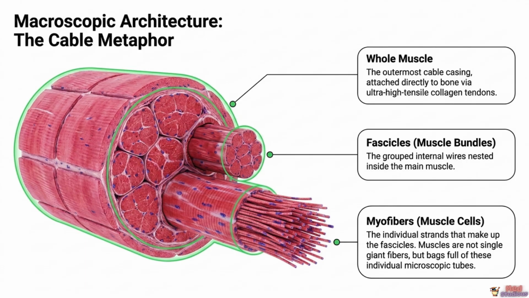But we can go deeper. If you open up a single fascicle, you will find it is stuffed with dozens of individual hair-like strands known as myofibers, which are the actual individual muscle cells. So, biologically speaking, your muscles are essentially nested bags, bags within bags, full of these individual microscopic force-generating tubes perfectly aligned to pull in the exact same direction.